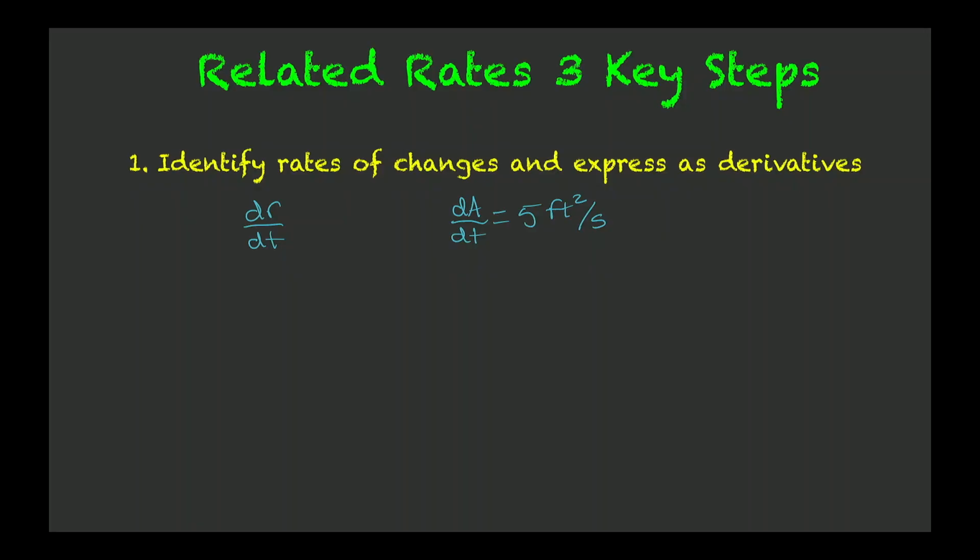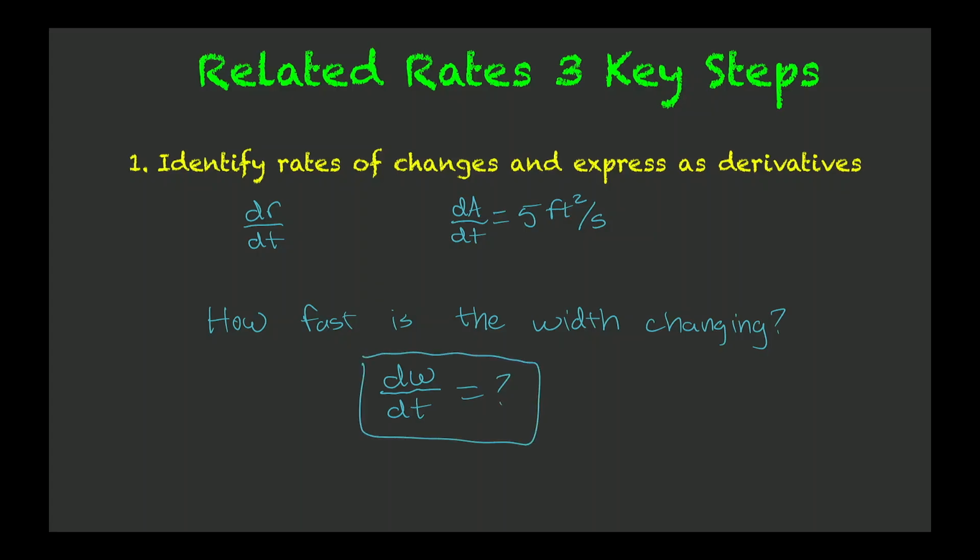So for example, if it says, how fast is the width changing? Okay, then that is a rate of change. That is a width, so dw maybe for width. And again, everything is with respect to time. So dw dt, and that's the question that's being asked in this problem. Okay, so that is step number 1, to identify all the rates of change in the problem and express them as derivatives with respect to time.